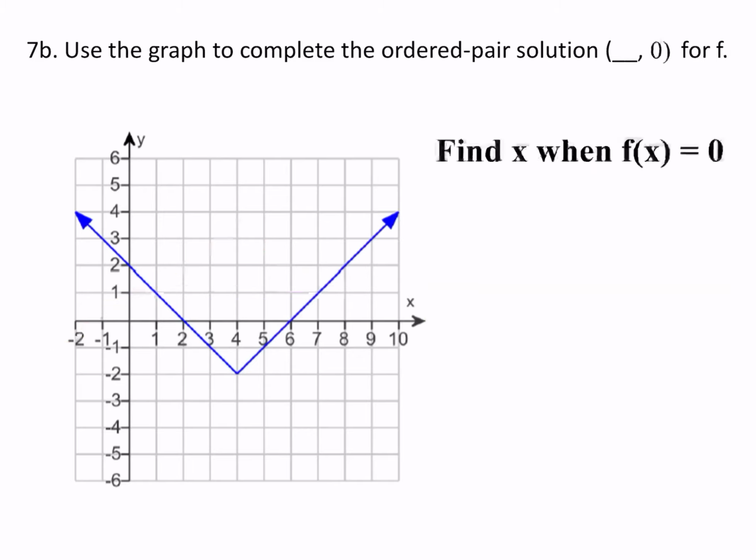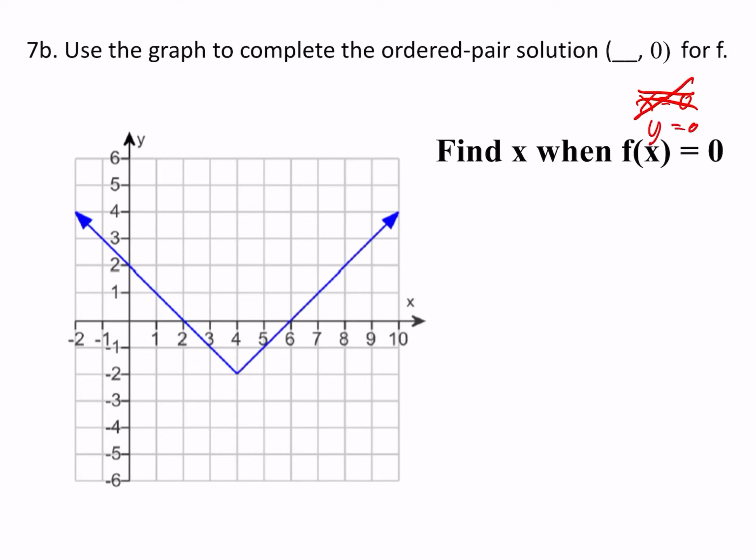Okay, use the graph to complete the ordered pair solution blank comma 0 for f being the function, that blue line. So we're going to find x when f of x equals 0. This one right here is the hardest problem for people to solve because the mistake is people will say, okay, they're saying x equals 0, what's y? That's not what they're saying here. They're saying y equals 0.